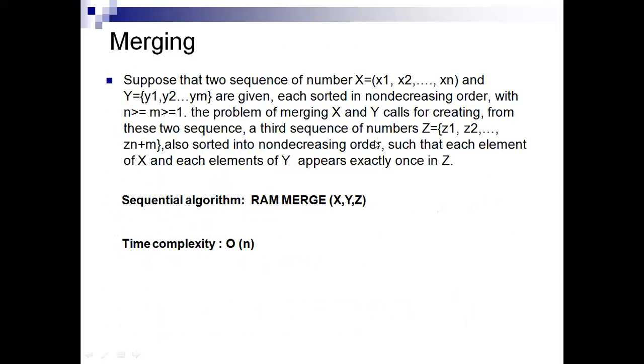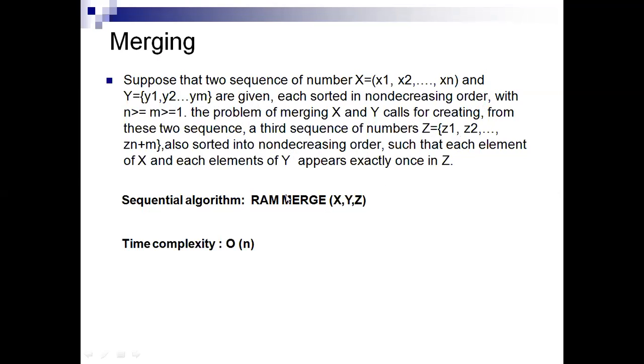See here, suppose we have some sequences of numbers x equals x1, x2, up to xn, and y equals y1, y2, and so on up to ym, each sorted in non-decreasing order from low to high, with n greater than or equal to m greater than or equal to 1. The problem of merging x and y means creating a third sequence z1, z2, and so on, which is also sorted in non-decreasing order.